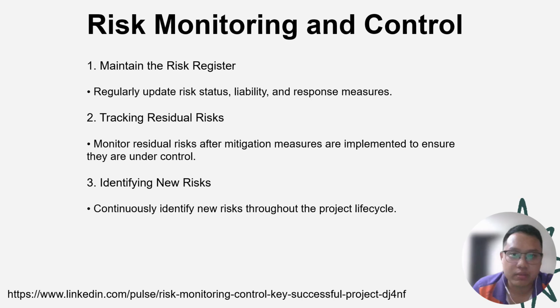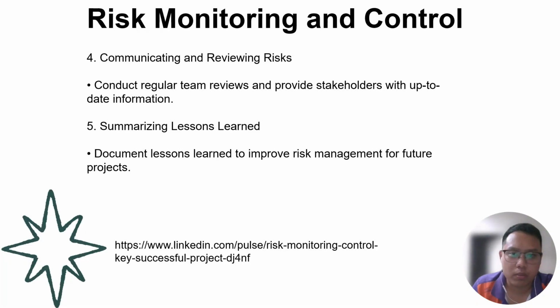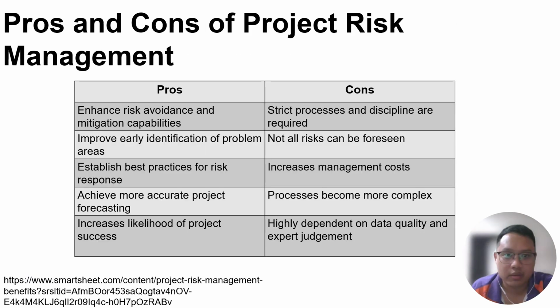There are five steps in risk monitoring and control, which are maintaining the risk register, tracking residual risk, identifying new risks, and also communicating and reviewing risk and summarizing lessons learned. Risk monitoring ensures that risks remain under control during project execution. Project risk management improves project performance by reducing uncertainty. It helps teams make more accurate forecasts and increase the likelihood of project success.